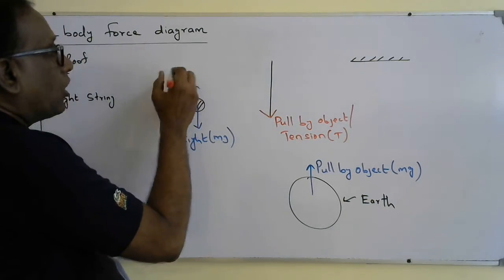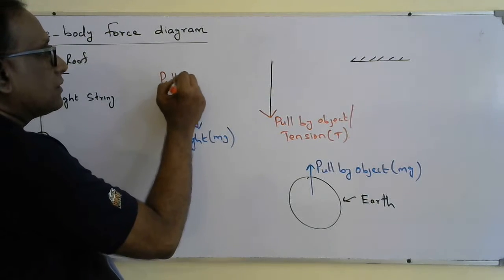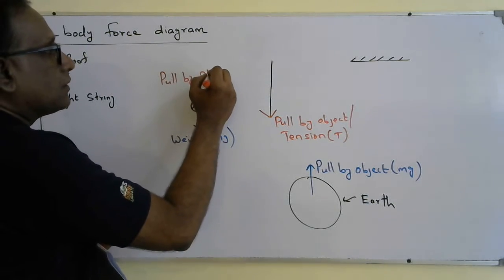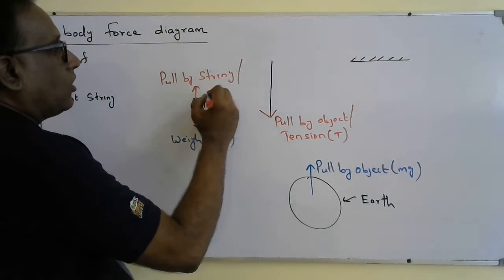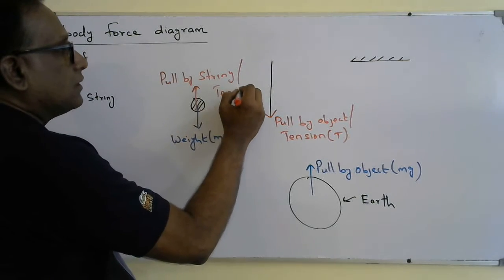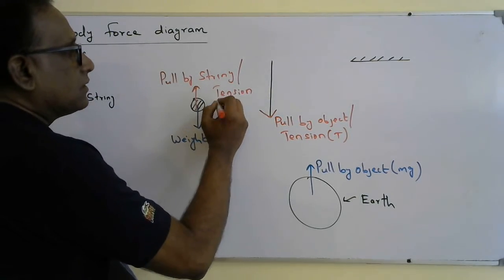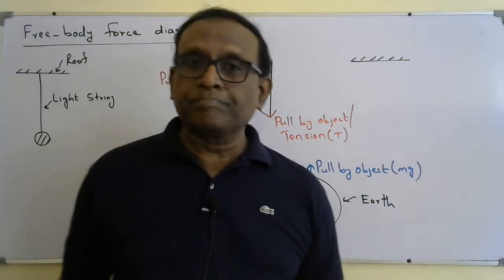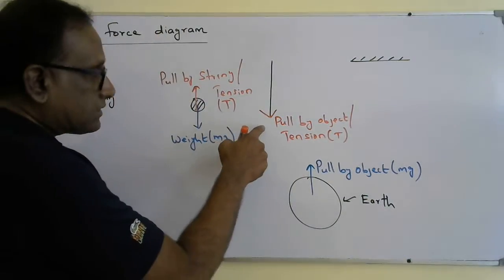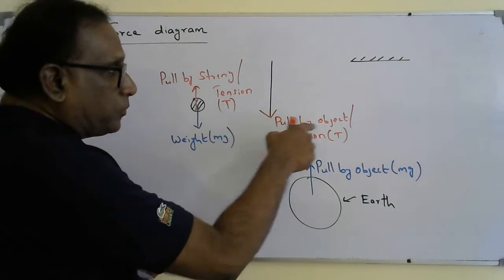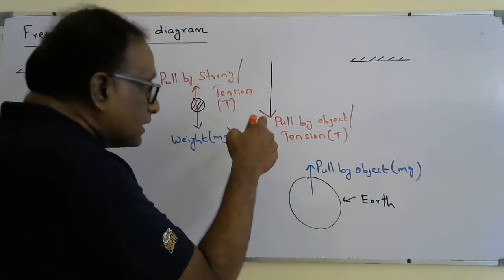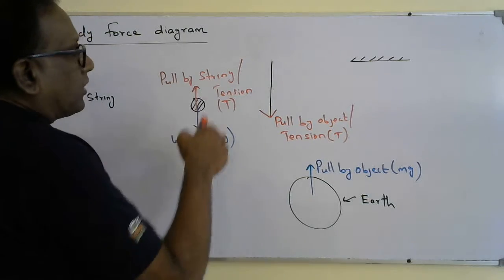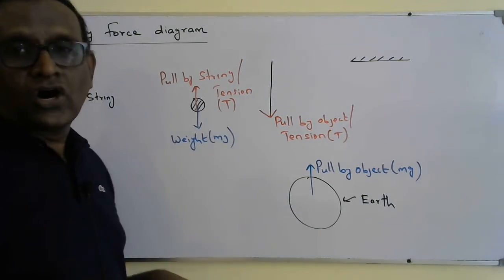So this I can call pull by string, or I can call tension, that is T. Both will have the same magnitude. I drew them with the same color, red. Okay, so the object will pull the string down. That is the pull by the object on the string. So the string will pull the object, pull by string on the object, or generally we call it tension.